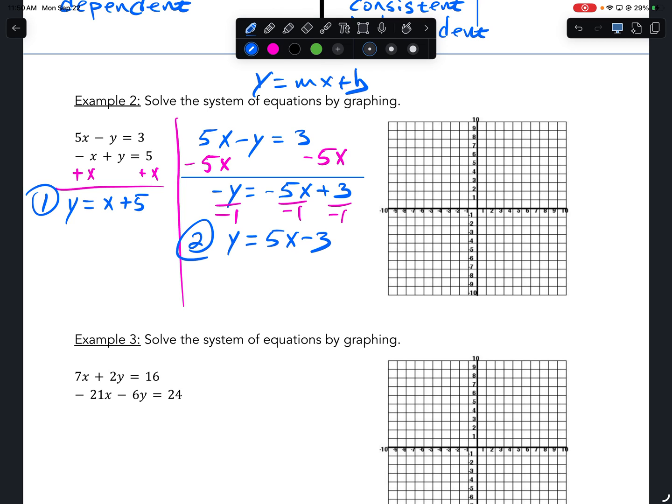Where do I start? Raise your hand if you know how to graph a line. You'd be surprised. Some people don't. So equation number 1, I'm going to graph in blue. And I'm going to start at positive 5. I'm going to go up 1, right 1. I can also go down 1, left 1. And then I'm going to draw my line.